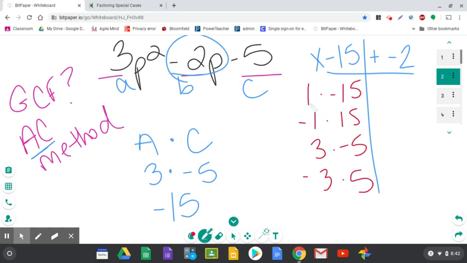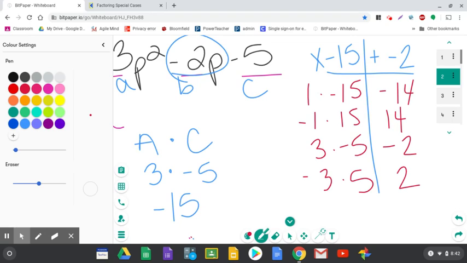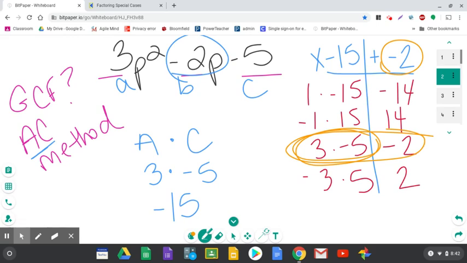So now again, at this point, I would use my calculator because these negatives can be tricky. 1 plus negative 15 is negative 14. Negative 1 plus 15 is positive 14. 3 plus negative 5 is negative 2, and negative 3 plus 5 is 2. So remember, we were looking for a negative 2, so these would be my numbers that I would need to use here. Okay, so that's what you're going to use now for your box method.